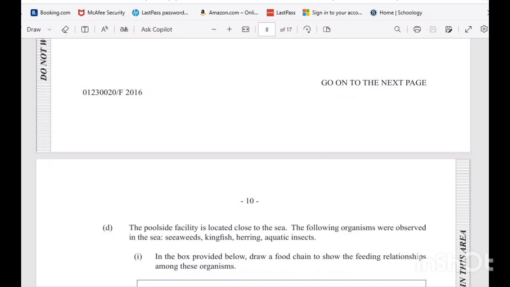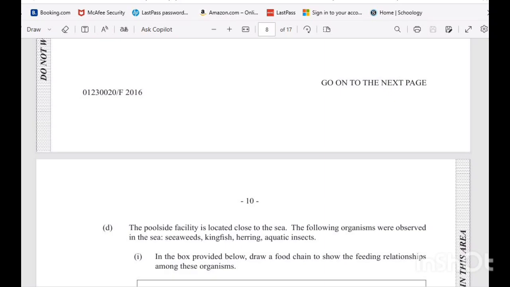Part D. The poolside facility is located close to the sea. The following organisms were observed in the sea: seaweeds, kingfish, herring, and aquatic insects. In the box provided below, you're going to draw a food chain to show the feeding relationships among these organisms. Please pause the video and use your pen and your pencil and draw a food chain to show the feeding relationship. Remember, this is a grade 10 topic. This is something we should know from Form 2 or second form.